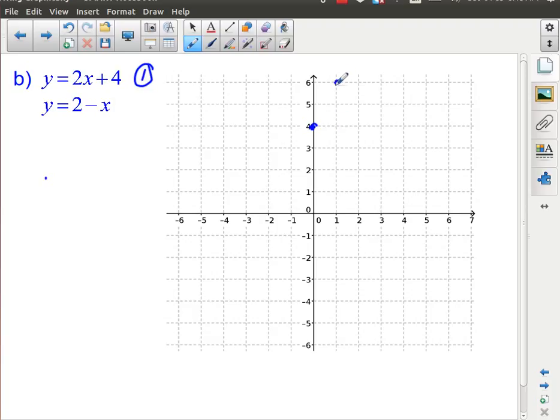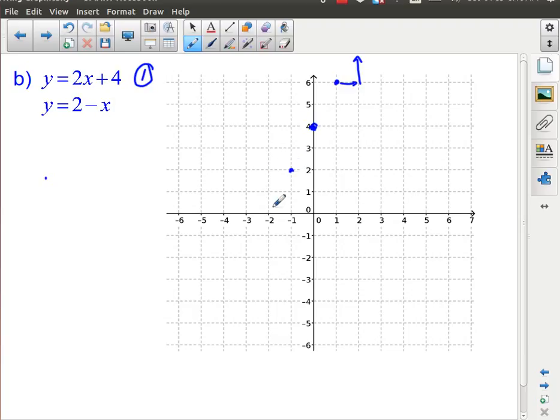Slope of 2 means I go to the right by 1 and up by 2. So there's another point. Now, if I kept going that way, I would end up going off of my graph to the right by 1 and trying to go up by 2. Well, I can't really do that next point because I've lost the scale of my graph. To the right by 1 and up by 2 is the same as going to the left by 1 and down by 2. So I can continue my graph in either direction using the slope.